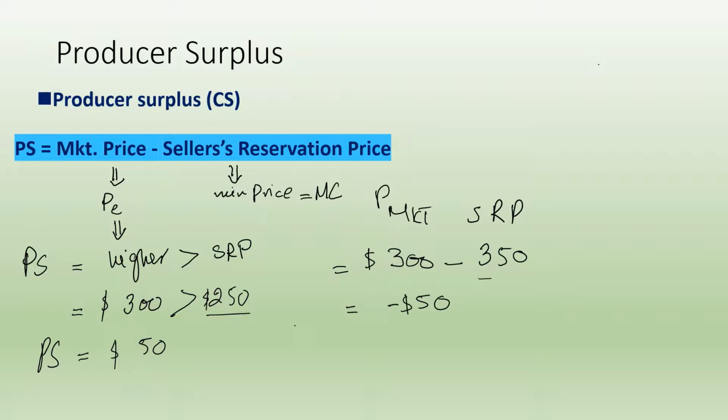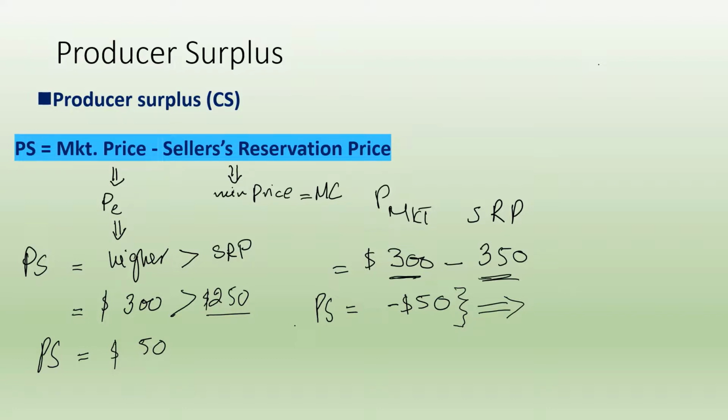If this is the case, then it means that the producer surplus is going to be negative, or there are actually losses which the seller is going to have if he sells the laptop at a price of 300, because his marginal cost is 350. So in that case, all those sellers will not supply or sell their good when there is a negative producer surplus, or when the marginal cost or their reservation price is higher than the market price.